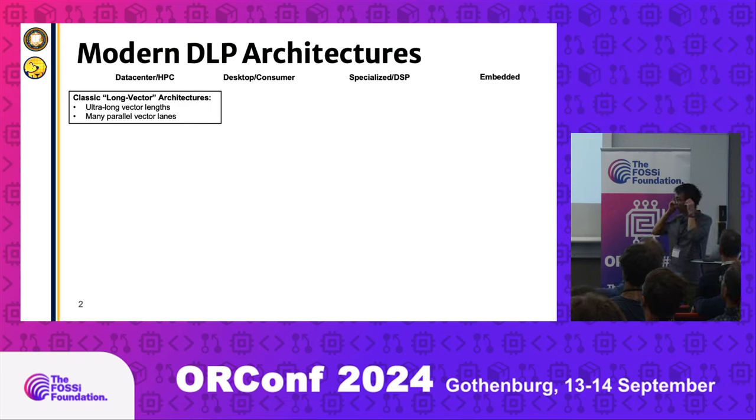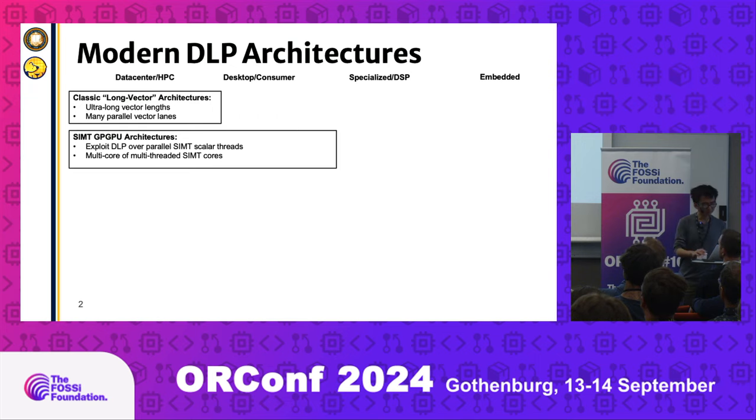So broadly speaking, I've divided the space of DLP architectures into four different deployment scenarios here, whether it's data center HPC, desktop consumer, specialized DSP cores, or your really lightweight embedded cores. And traditionally, the data center HPC space of data level parallel architectures has been dominated by the classic vector supercomputers, and then more recently, these big clusters of GPGPU, or essentially SIMT data parallel architectures.